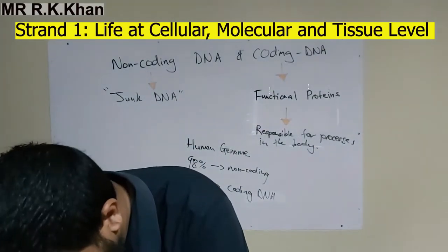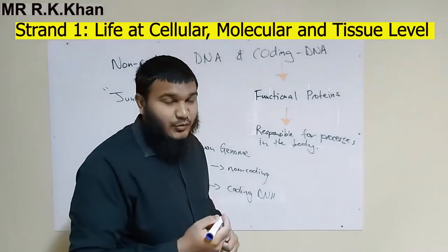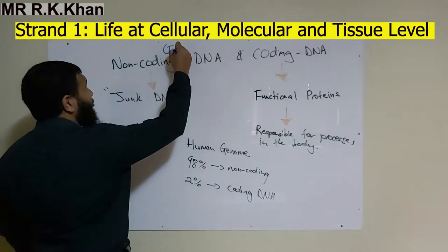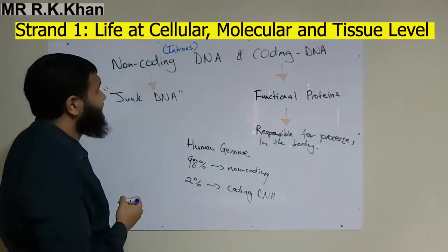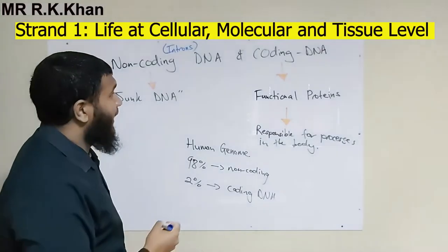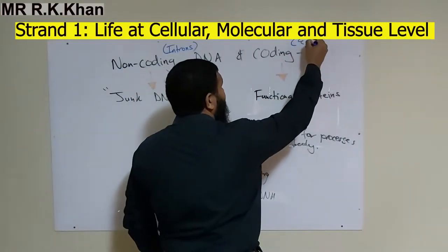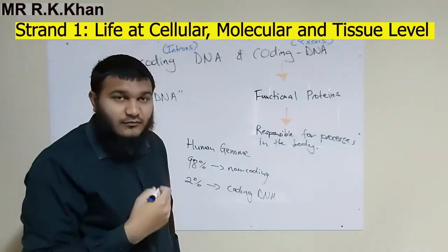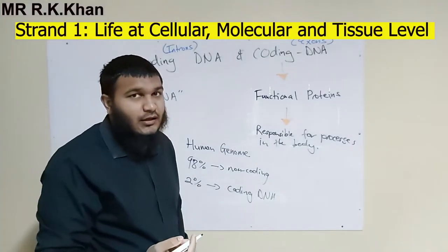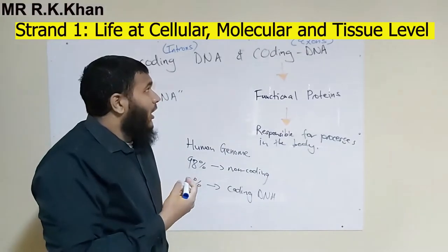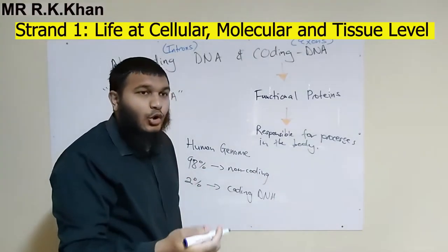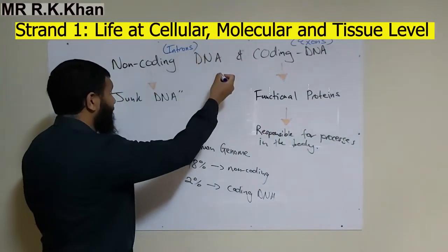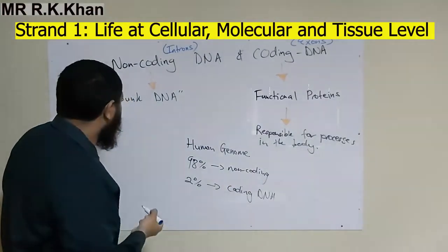And now some terminology. In certain textbooks, you'll find that non-coding DNA is referred to as introns. Introns are non-coding DNA, and coding DNA are referred to as exons. So this is some terminology that you need to understand. For example, in an MCQ question, they could ask you, what is another term for coding DNA? Your answer would be exons. What's another term for non-coding DNA? Introns, and so forth.